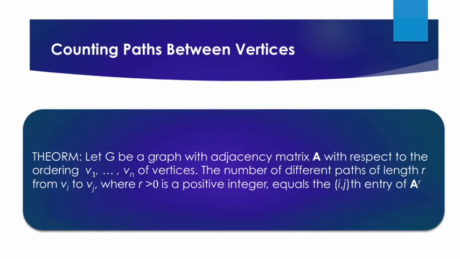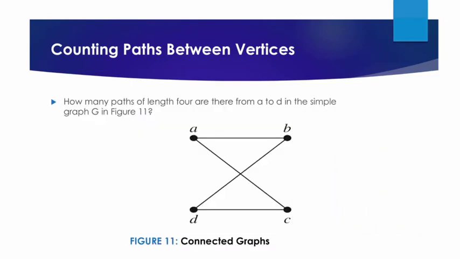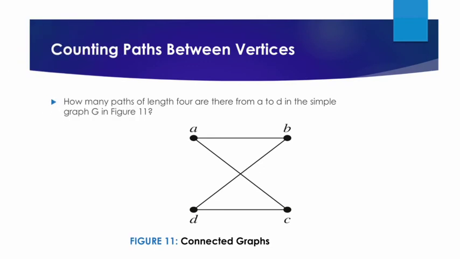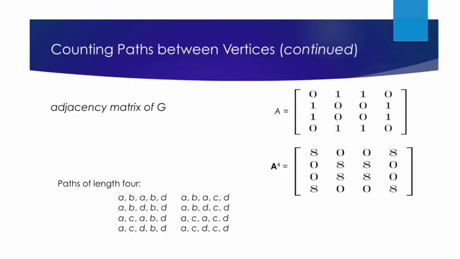To understand this theorem, let us take an example. How many paths of length 4 are there from A to D in the simple graph G in figure 11? The adjacency matrix of G, ordering the vertices as A, B, C, D, is shown in the figure. The number of paths of length 4 from A to D is the entry at row 1, column 4 of the matrix A to the power 4. So we have to do a matrix multiplication first in order to find A to the power 4.